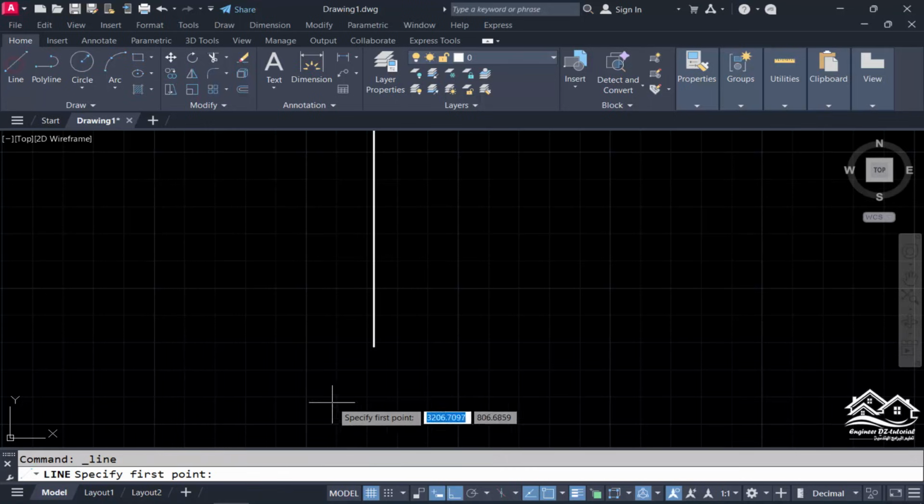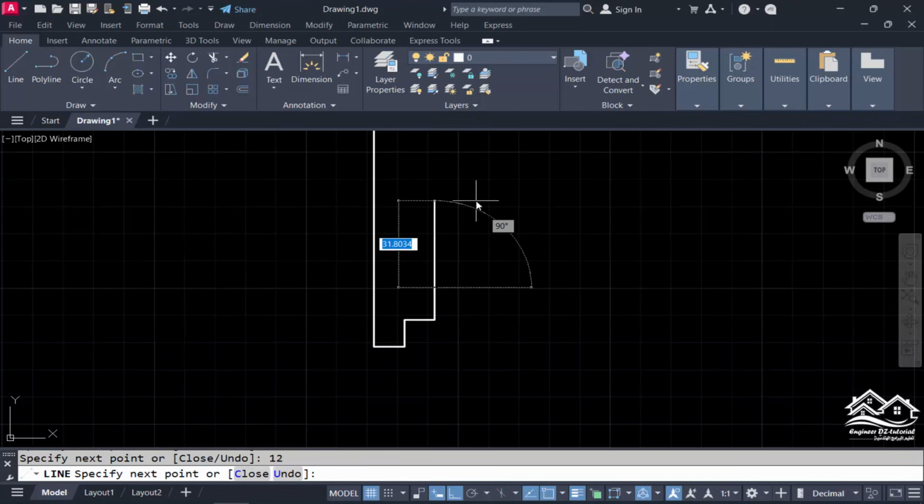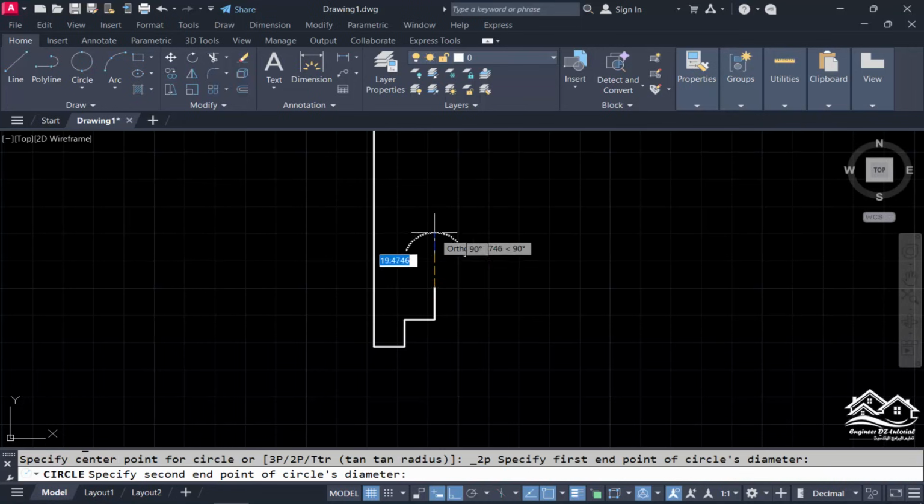I move down and draw a line 10 units to the right, then 10 units upward, then 10 units to the right, then 12 units upward. After that, I draw a circle using 2 points, starting from this point, with a diameter of 20.